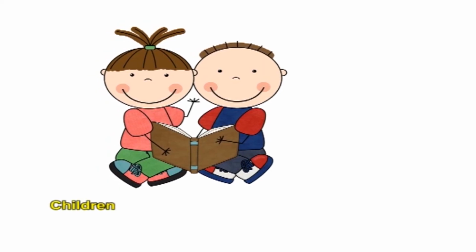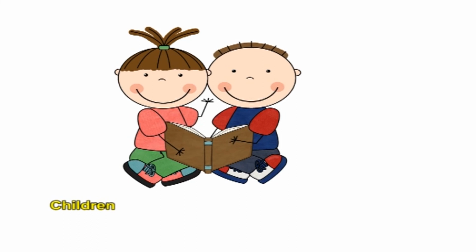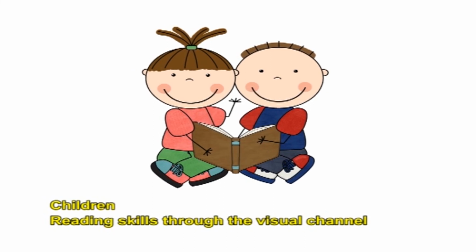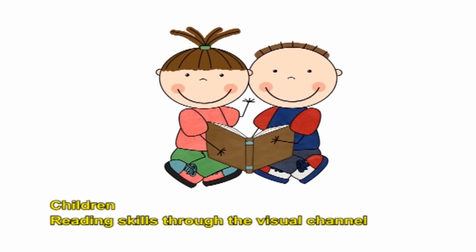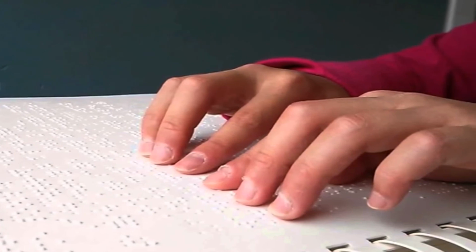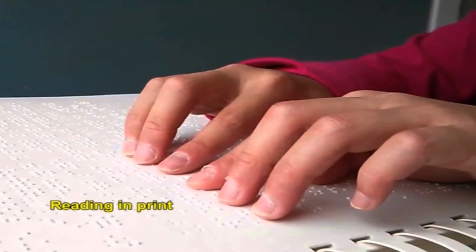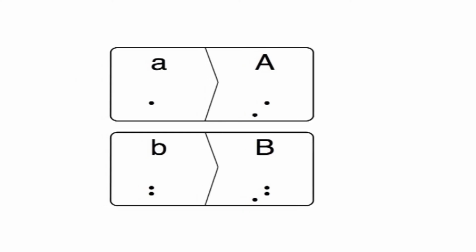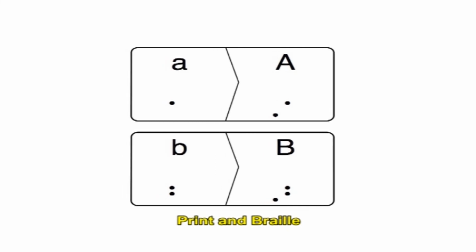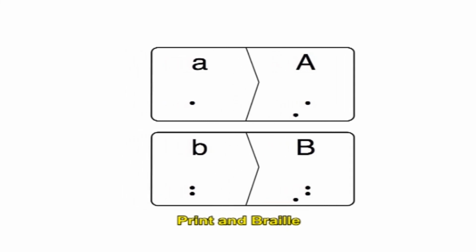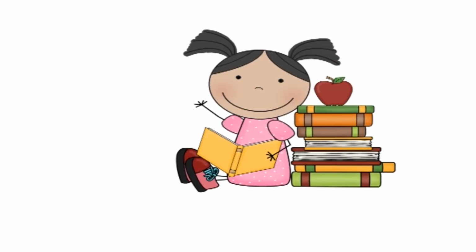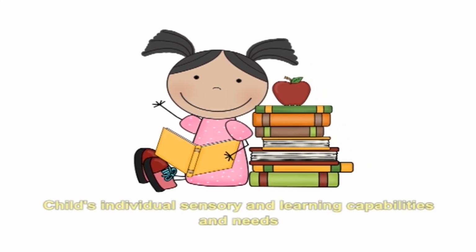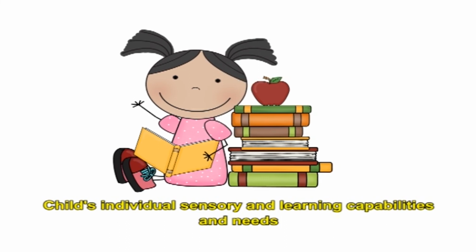Children who show a preference for gathering information visually can develop efficient reading skills through the visual channel. So, the primary consideration should be given to instruction in reading in print. For students who do not have sufficient visual functioning to develop efficient reading in print, consideration can be given to instruction in reading braille. Some children may need both print and braille for their education and life situations. The value of one medium over the other is not the matter. The important factor is the degree of care that is taken in matching the appropriate reading medium with the child's individual sensory and reading capabilities and needs.